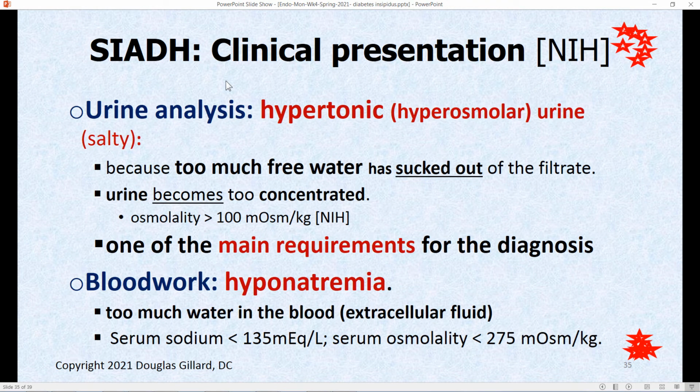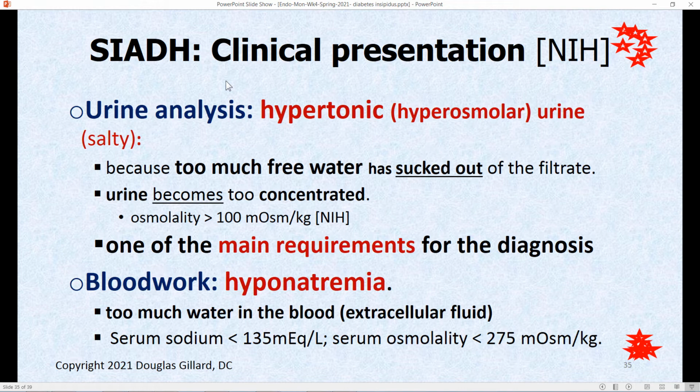So how does someone present with, we kind of talked about this already, clinical presentation? They're going to have hyperosmolar urine or hypertonic urine. In other words, urine. I was thinking blood. How can it be hypertonic? No, the urine. All the water's been sucked out, leaving the salt. So you have salty urine. So you'll have hypertonic urine or hyperosmolar, all AKAs, urine. Too much free water's been sucked out of the filtrate. We said that already. Yeah, and that's one of the big requirements for the diagnosis is the urinalysis.